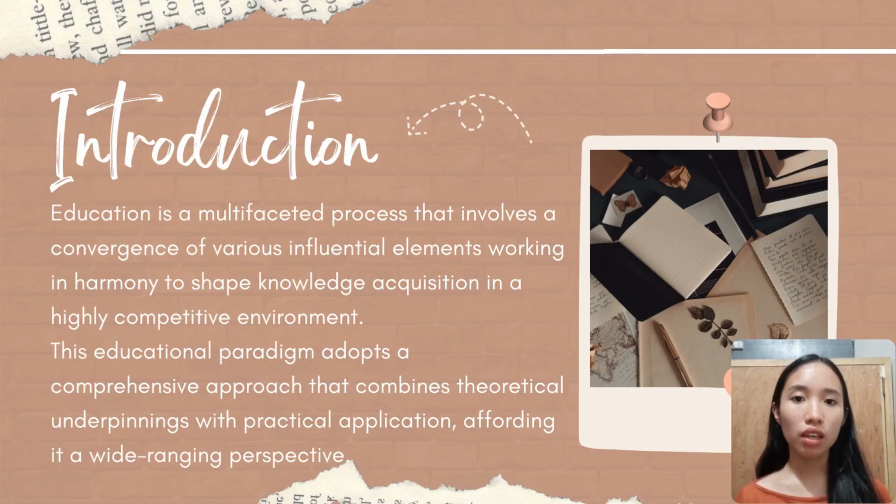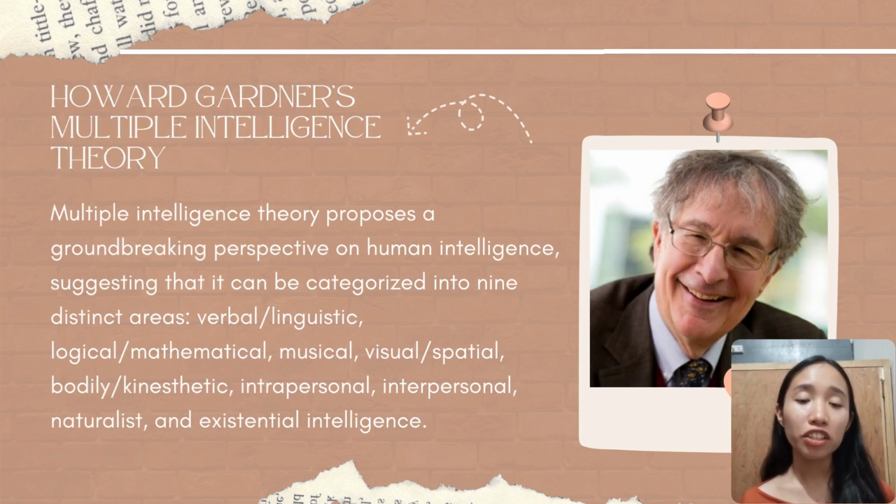Introduction to education. Education is a complex process blending personal traits, societal influences, and developmental stages to acquire knowledge in a competitive world. It combines theory and practice for a holistic view. Today, we explore Gardner's multiple intelligence, Erikson's psychosocial development, and Bronfenbrenner's ecological systems, crucial in understanding education's dynamics and the individual learning path.